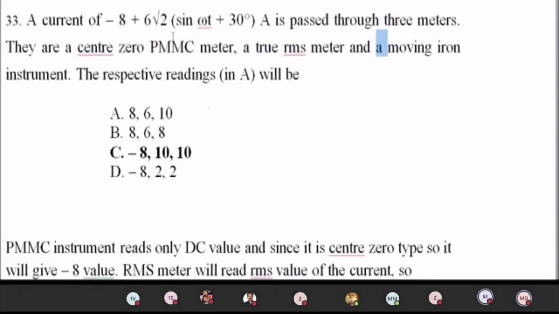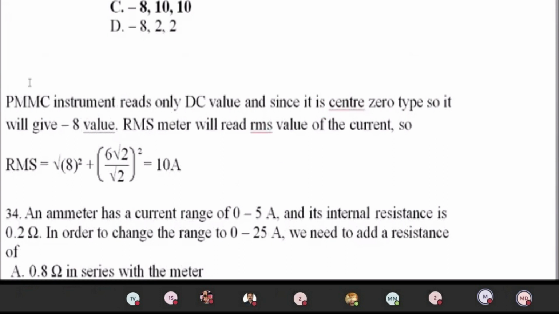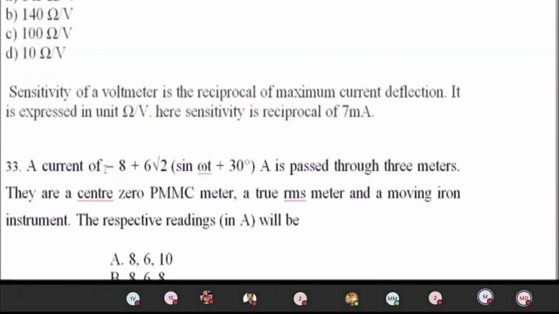So 3 meters are there. The current value is given along with the magnitude. We have to find the readings of each meter. And the clue we have got: a PMMC instrument reads only the DC value, and since it is center 0, it will give the minus 8 value. Now we have got this minus 8 from the magnitude.